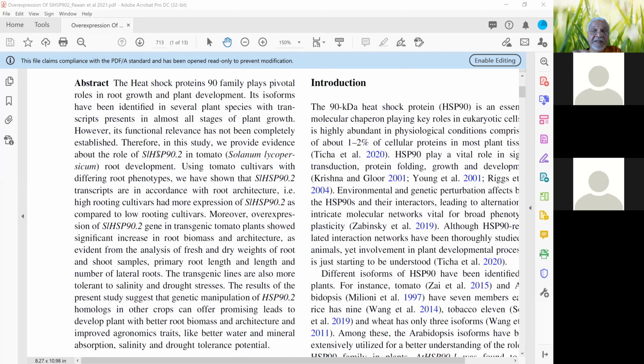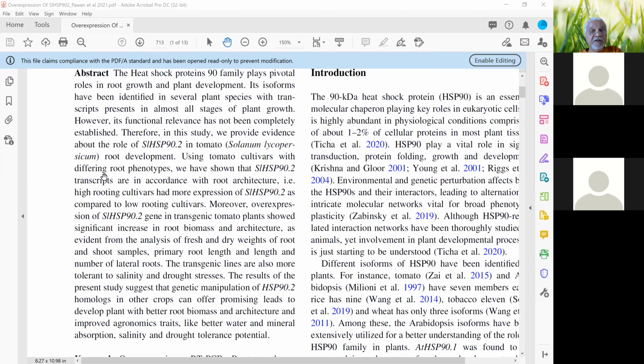So therefore, in this study, we provide evidence about the role of SlHSP90.2 in tomato, that is the scientific name, Solanum lycopersicum, root development. Okay, so this is in a way the objective also. What is the objective of this paper? So we are trying to provide evidence about the role of this gene in root development.